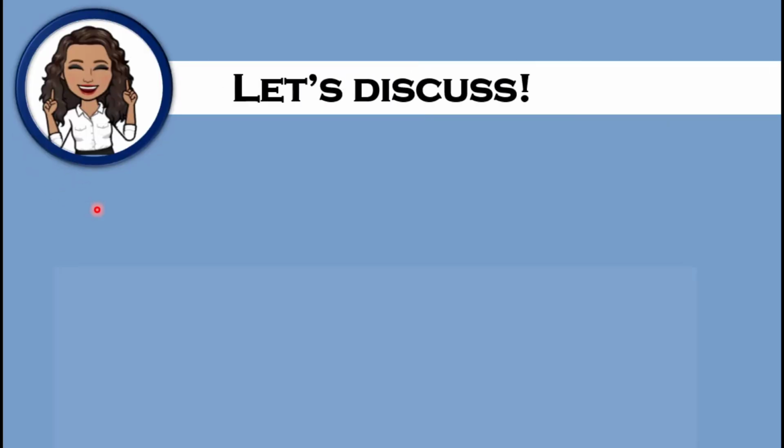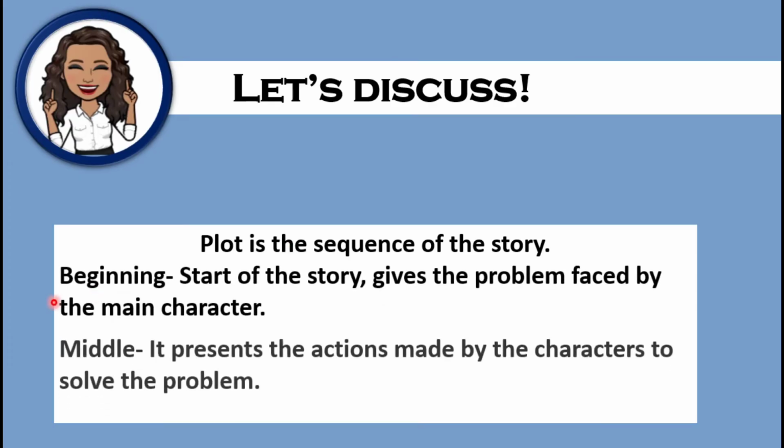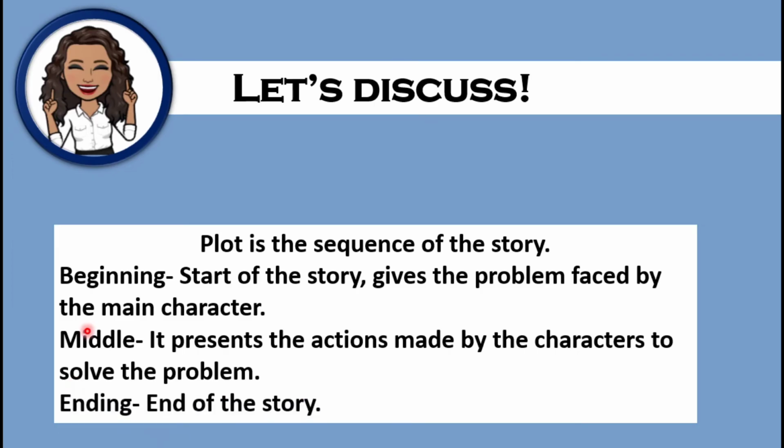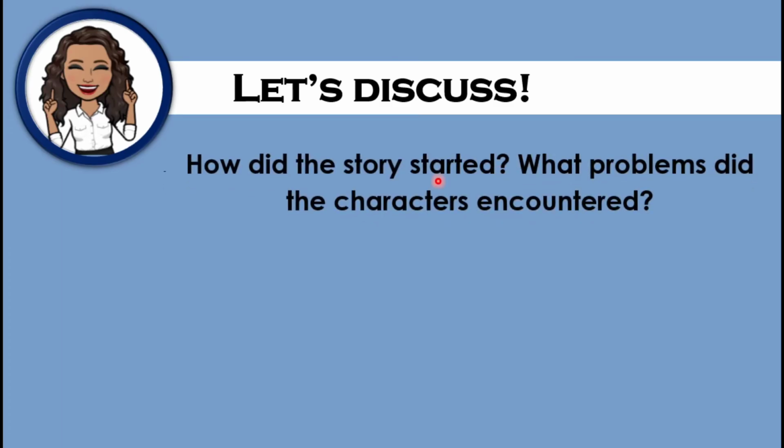The third element is what we call the plot. The plot is technically the sequence of the story. It has the beginning, the middle, and the ending part. The beginning is the start of the story, which gives us the problem faced by the main character, whereas the middle part presents the action made by the characters to solve the problem, and the ending part tells us how the story ended. Now, regarding the story that we have watched, can you tell me how did the story start? And what problems did the characters encounter?